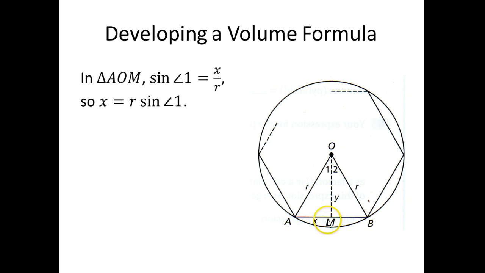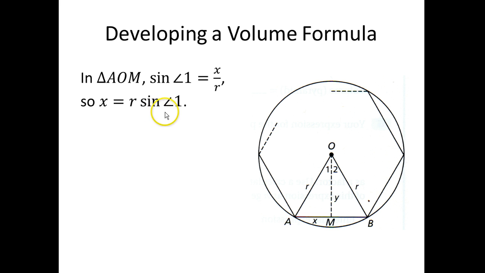Now, if you look at triangle AOM, the sine of angle 1 is x over r. If you remember, the sine is the opposite over the hypotenuse, so the side opposite angle 1 is x, the hypotenuse is r, so the sine of angle 1 would be x over r.